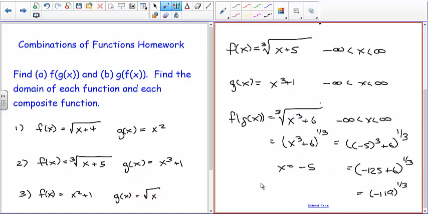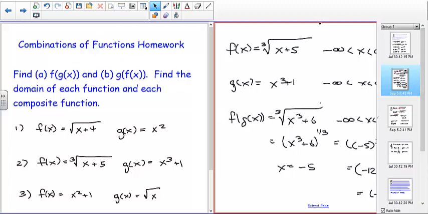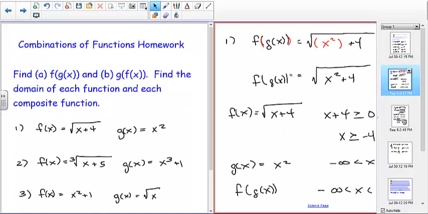Let's try that. -119 raised to the 1/3 power. Yeah, it gives you -4.92. So it is all real numbers. And looking back, I realized that I forgot to answer part of the first question. So let's go back to the first question.